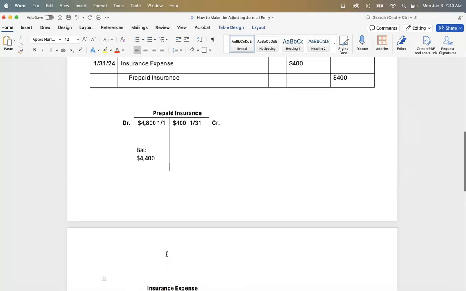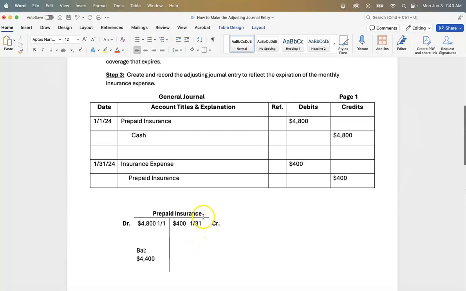And this is just how we adjust this account to show that we had an asset worth $4,800 of insurance that we prepaid. As each month passes, part of that expires and we wouldn't have that full amount. But this is the journal entry for the first month on the adjusting journal entry for insurance expense.